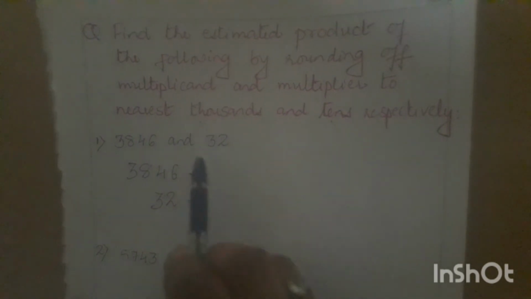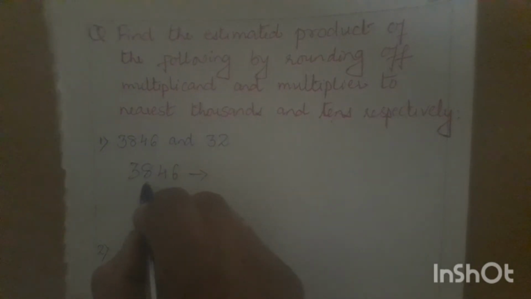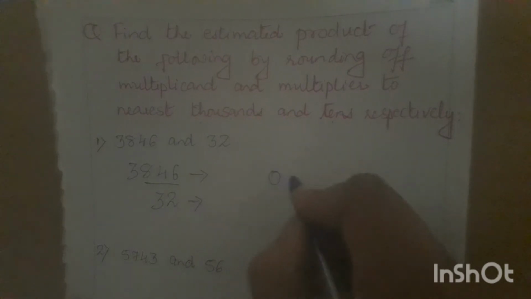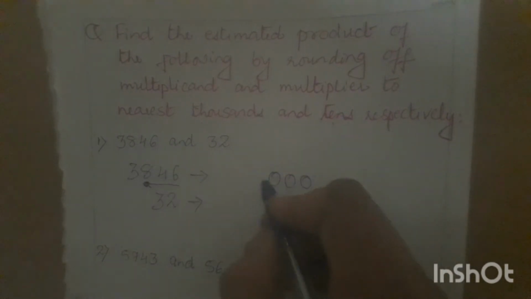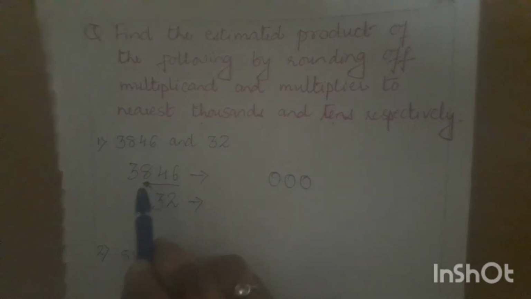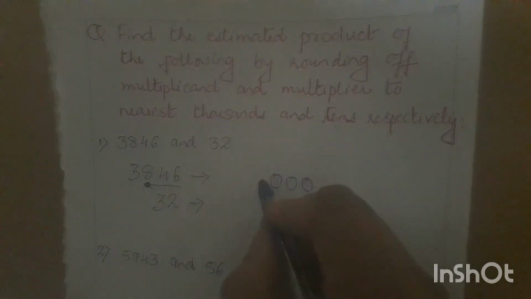First step, the multiplicand you have to round off to the nearest thousands. So in thousands, 3 zeros. So we will write 3 zeros, and the digit at the higher place is 8. Condition is satisfied, so 3 plus 1 becomes 4.